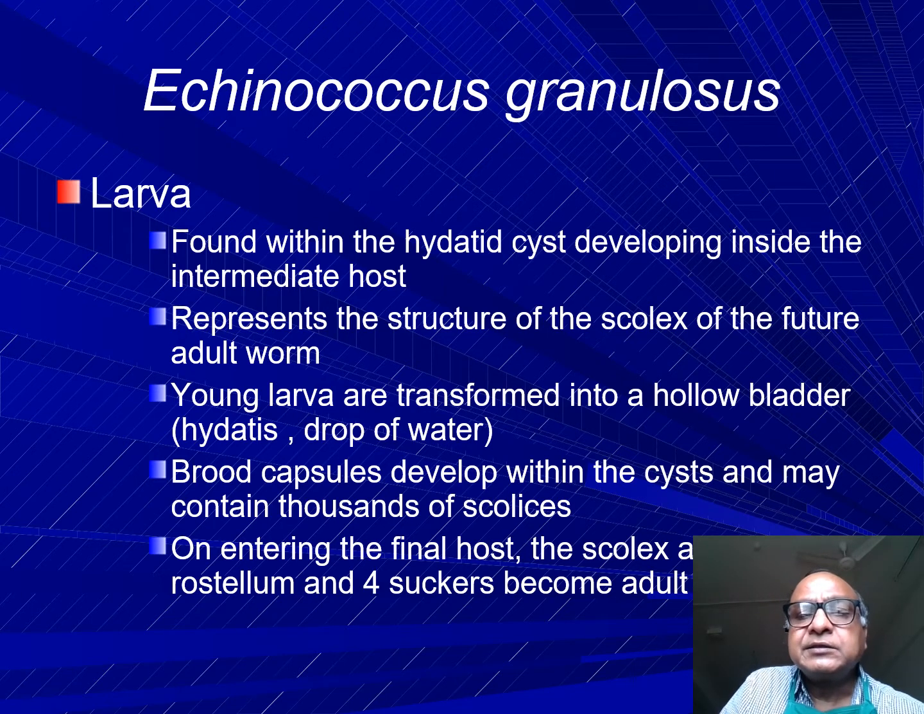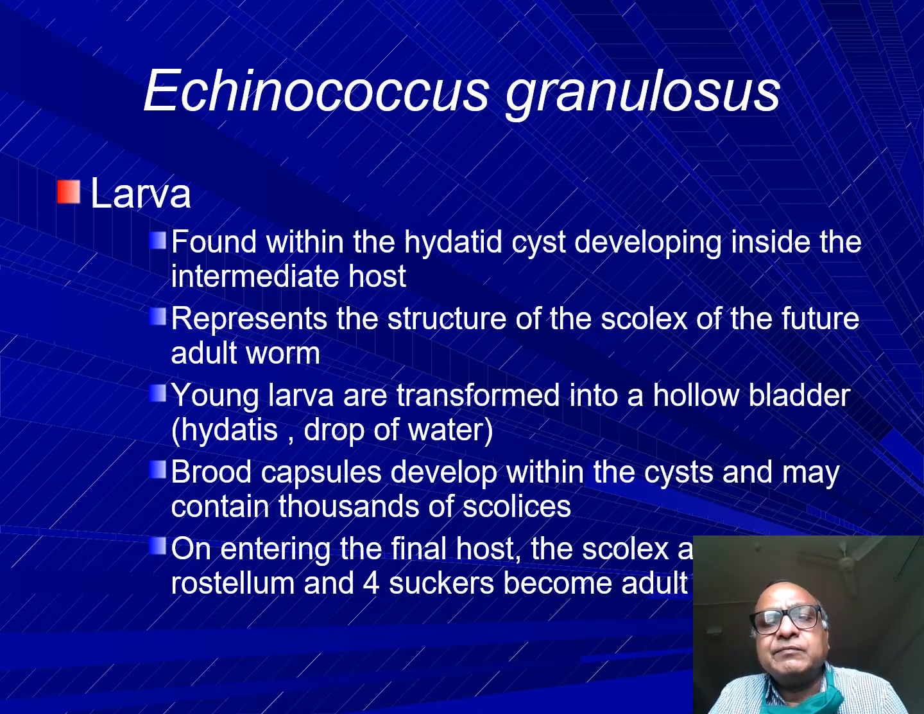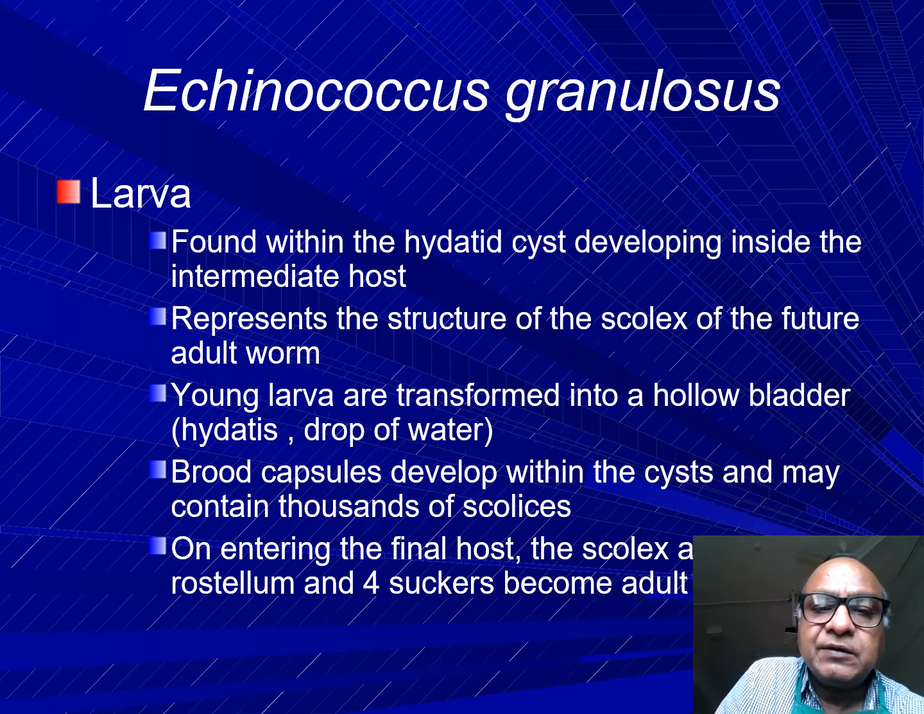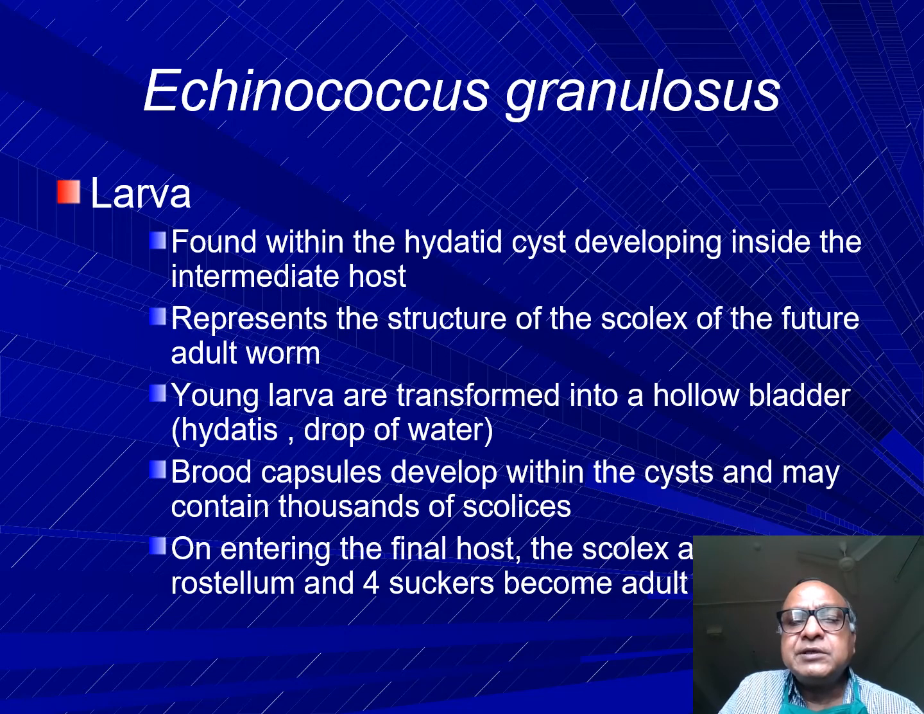This represents the structure of the scolex of the future adult worm, and young larvae are transformed into a hollow bladder. That is why the name hydatid, meaning a drop of water. Brood capsules develop from the cyst and may contain thousands of scoleces, and upon entering the host, the scolex or the rostrum with these 4 suckers becomes adult in the definitive host.